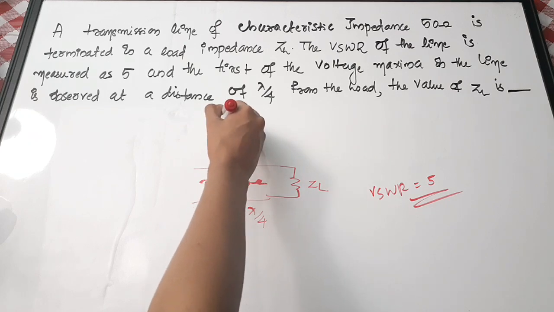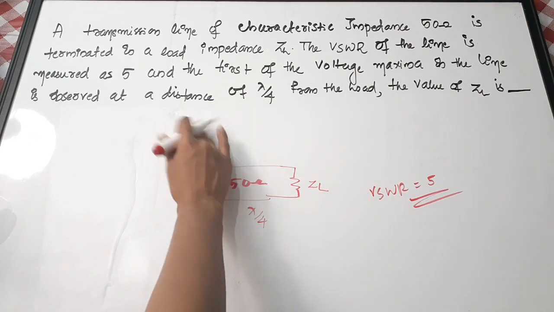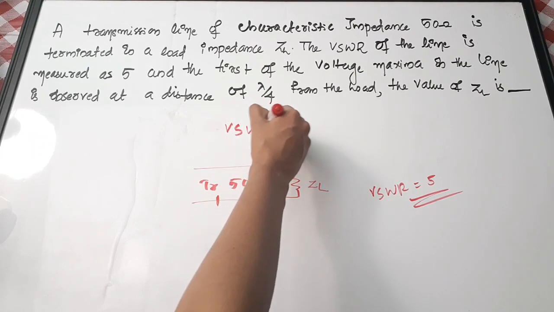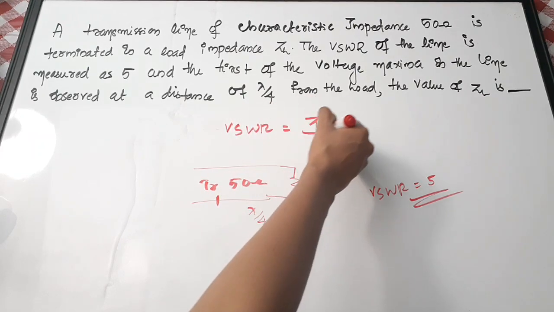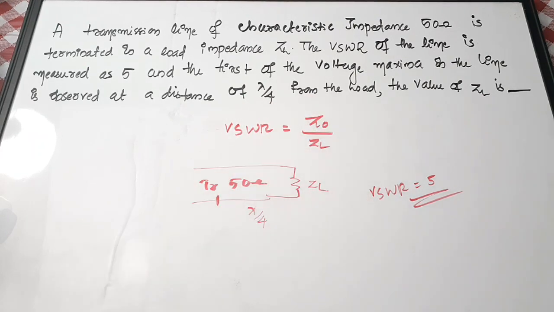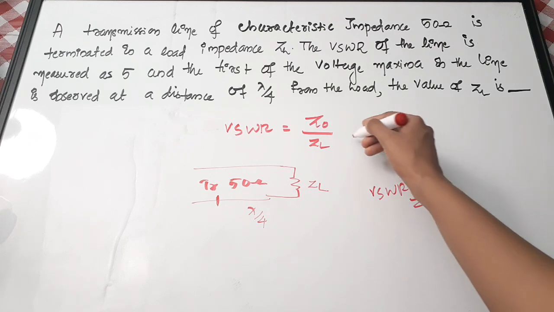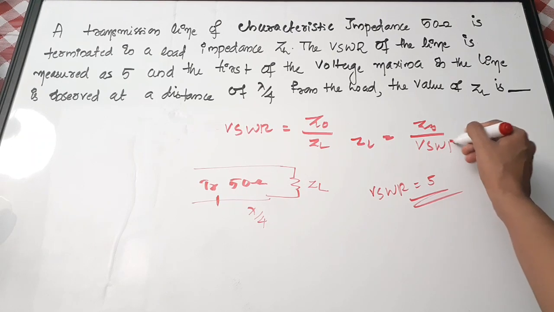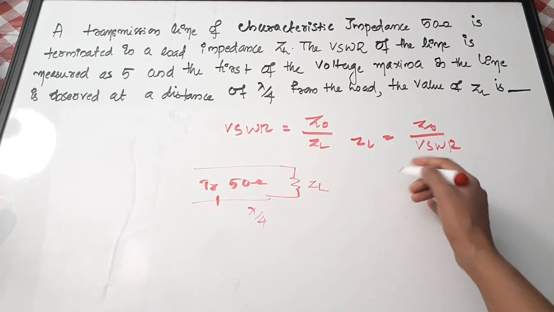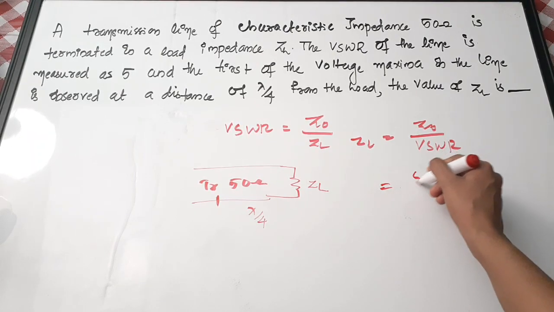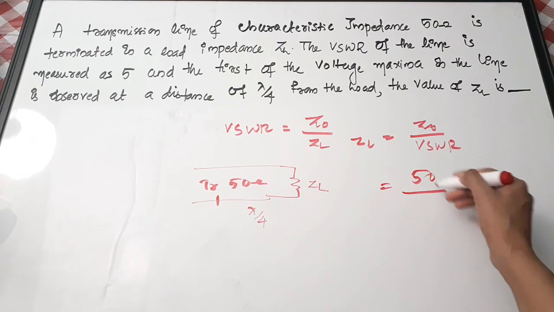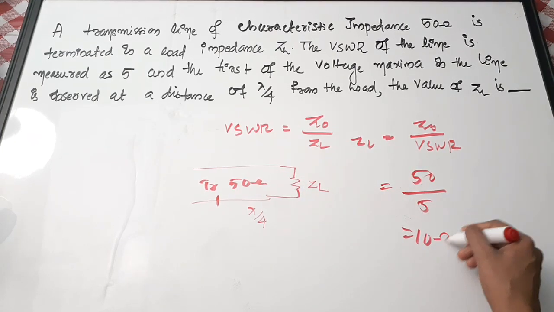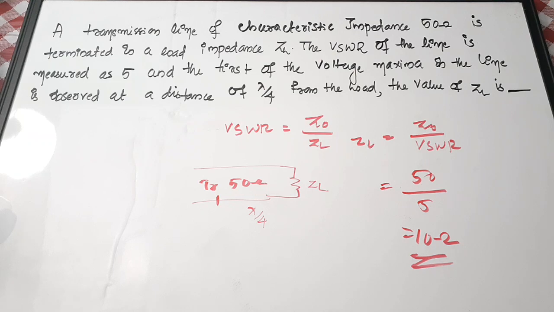First, I'll write the equation for VSWR. VSWR is given by the characteristic impedance of the line Z0 by ZL. Right. So from that, ZL is equal to Z0 by VSWR. Very simple. What is Z0? Z0 is the characteristic impedance of the line, 50 ohms. 50 by 5, that is 10 ohm is the load impedance.